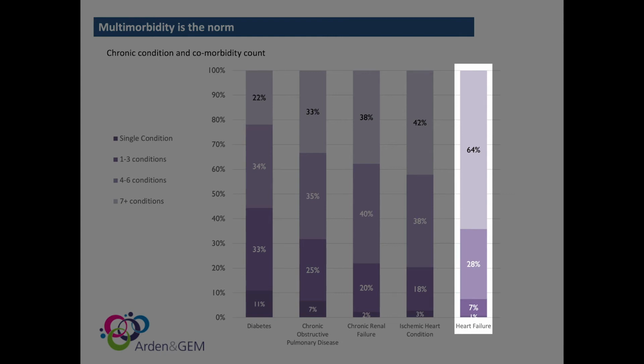64%. This is an important lesson, and many practices are recognising that the conventional approach of having, say, a diabetic clinic that just looks at diabetes may be missing the point, certainly from the patient point of view.